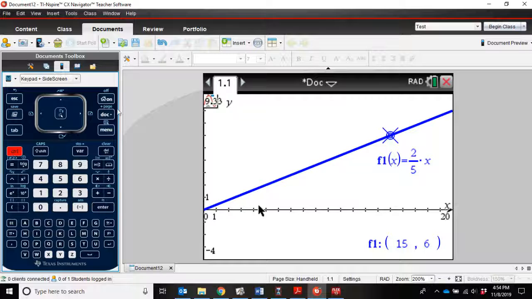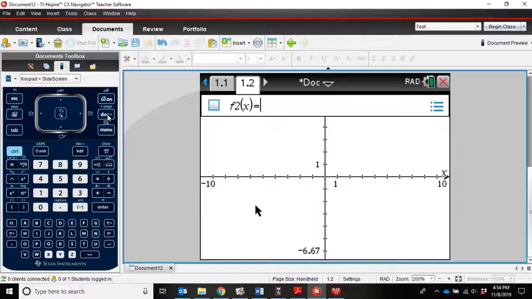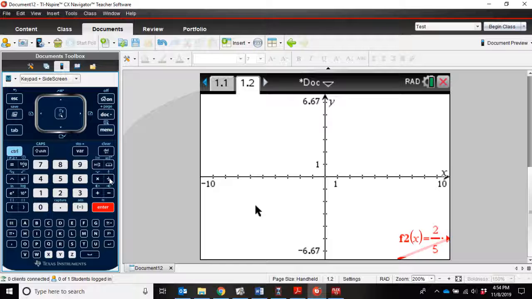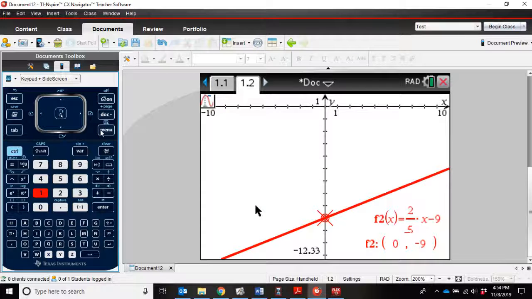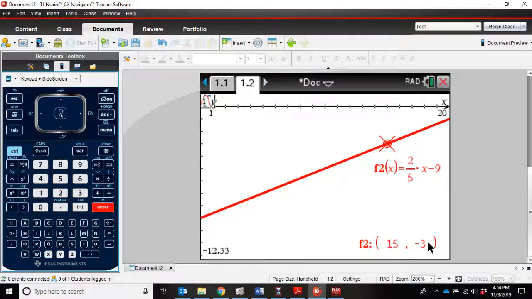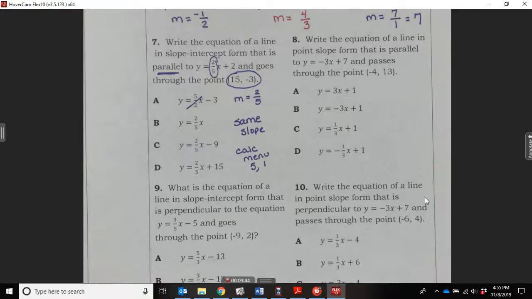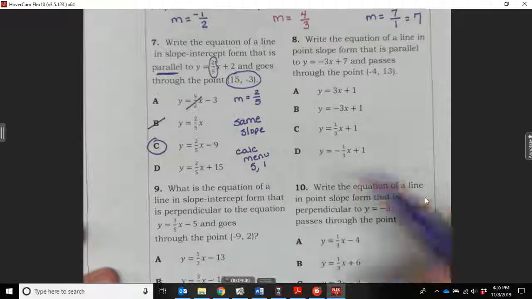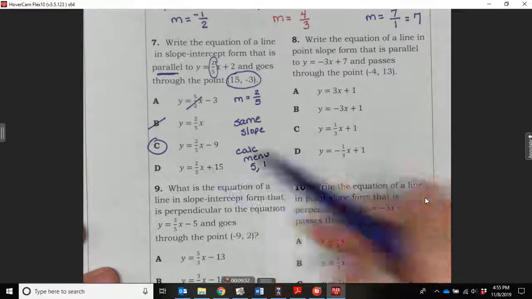So let's go to a new graph page, and we'll type in the next one, which is 2 over 5 x minus 9. This is the letter C. And you can barely see it, but again, if you do menu 5, 1, and we want to find the answer at 15. So this time it says 15, negative 3. That is what we are looking for. And so on my paper, we cross that one off. This is the answer. And you could do the same thing by checking the last point.